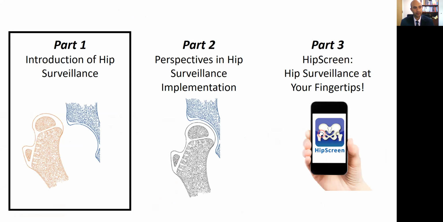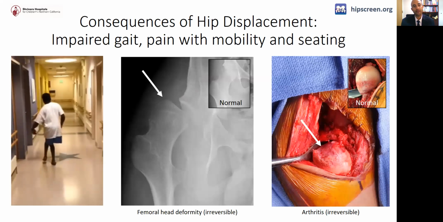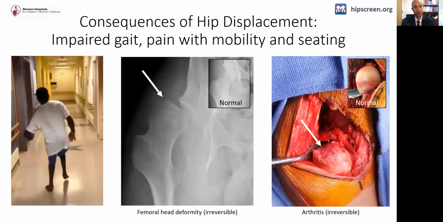Let's start with part one, Introduction of Hip Surveillance. As many of you know, hip surveillance is so important because hip displacement is progressive in children with CP and is present in up to 1 in 3 children. This displacement is silent and slow, with progressive loss of range of motion and progressive displacement on radiographs occurring before there's any pain. And so early identification can help prevent some of these consequences of hip displacement when detected late, such as impaired gait, pain with mobility, and pain with seating.